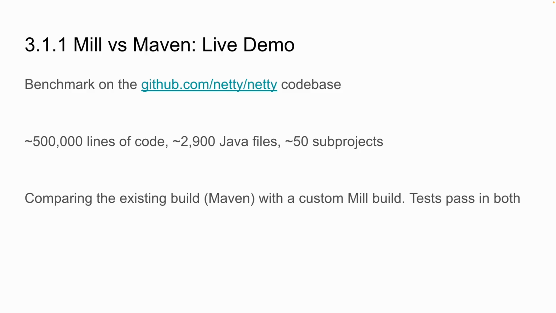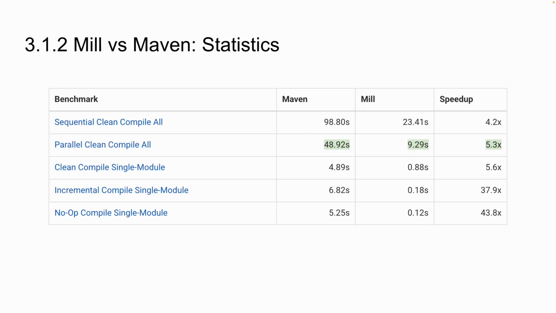We use Netty as our case study. So Netty, as you already saw earlier, is quite a big project, with quite a big build config, 50 sub-projects. We ported it from Maven to Mill manually. It took about a day or two. And we ported enough that all the tests passed on the Mill build. So we got all the flags correct, all the JVM flags, compiler flags, and so on. And we found that it's a lot faster to run in Mill than in Maven.